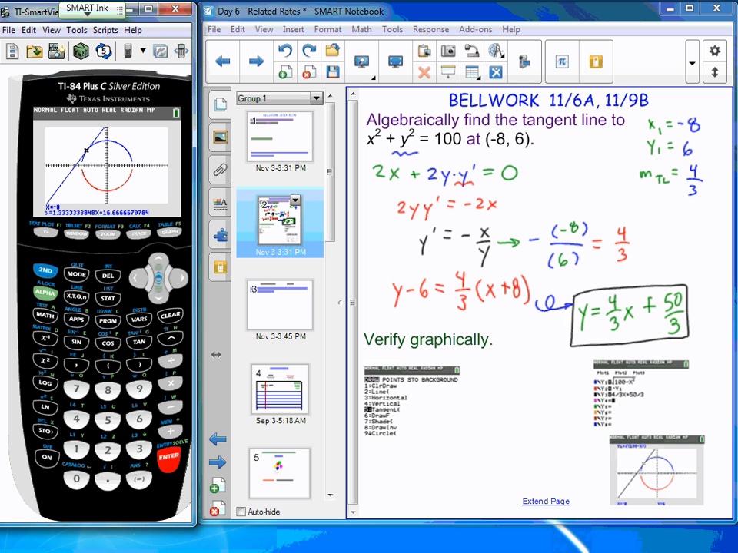Well, that would be 16 and 2 thirds, right? 16 and 2 thirds, 48 and 2 thirds. I mean, sorry, 16 goes in 48 three times, so 16 and 2 thirds. Yes, so we get it.